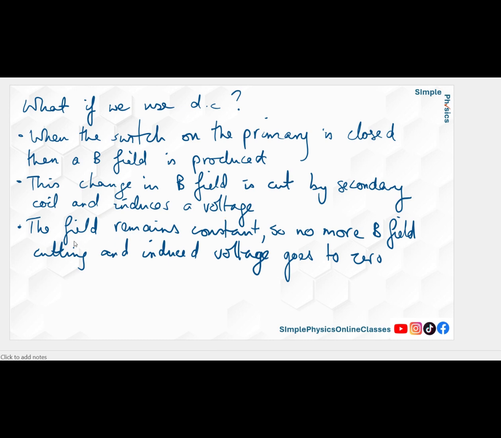But after that initial point, the field remains constant because the voltage is at 10 volts. So therefore, there's no change in magnetic field, so there's no field lines cutting, there's no induced voltage, so it goes to zero. So basically, AC generators only work, transformers only work on using AC.